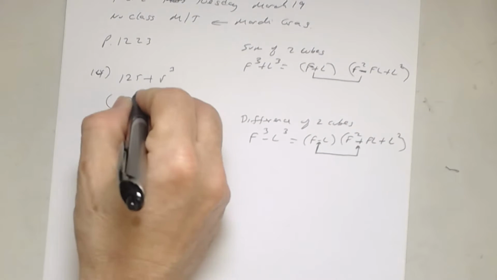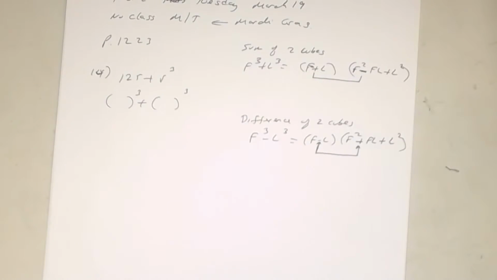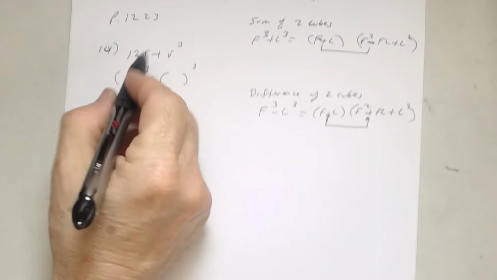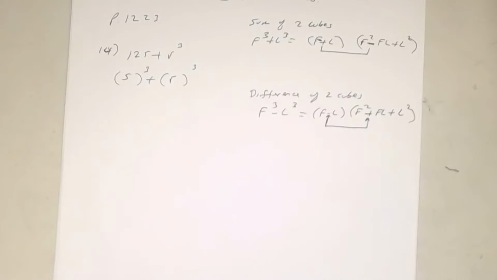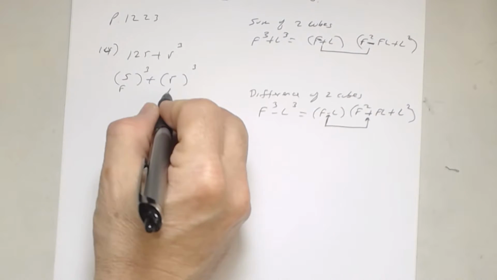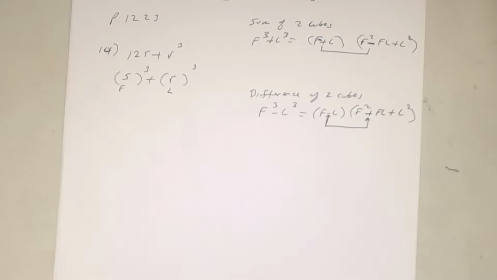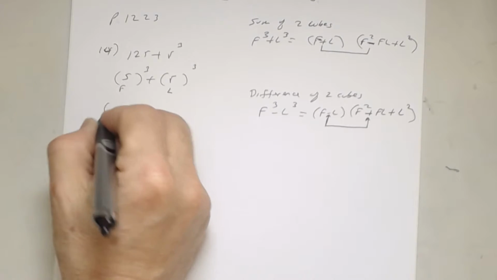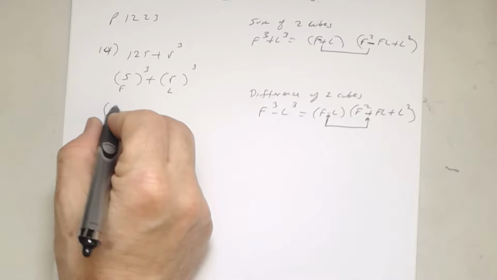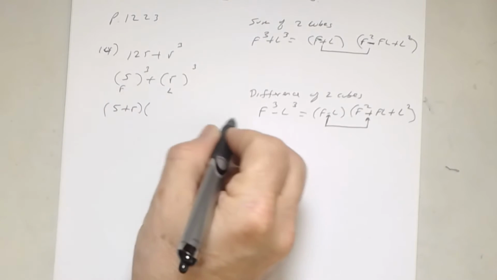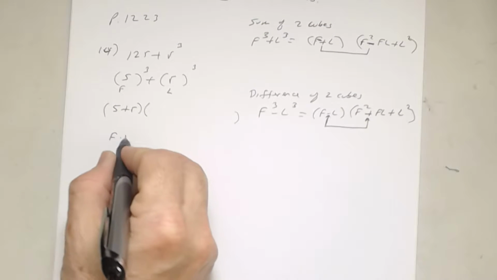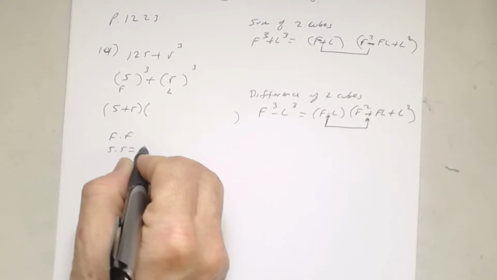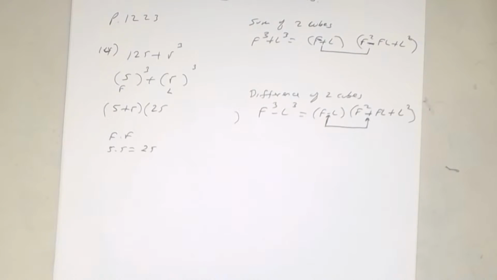So just like we've been doing, you want to try and fill in these parentheses. What goes inside the first parentheses? 5. What goes inside the second parentheses? R. So F is 5 and L is R. Once you fill that part out, then you use your formula. So my answer then is going to be, what's the binomial? 5 plus R times, and then the trinomial says I take F, which in this case is 5, and I multiply by itself. What do I get? 25. So that's my first term. So it'll be 25 right here.